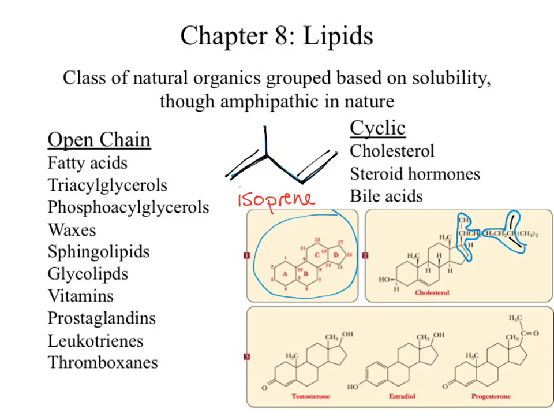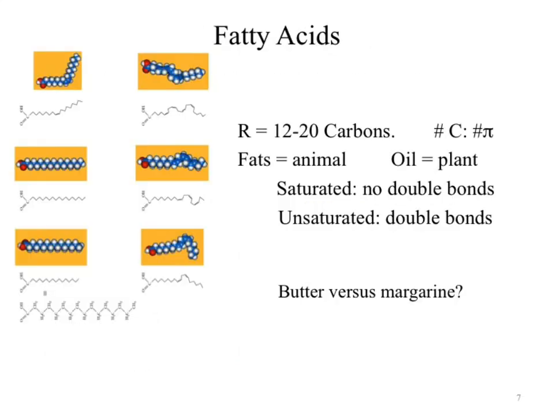The open chains are a little bit more interesting just because we have a lot more of them, and so we can look at their structures. We'll start with the standard for our open chains, which are our fatty acids. Our fatty acid structure has a carboxylic acid functional group with some R group coming off of it. For it to be a fatty acid, that R group typically falls in that 12 to 20 carbon range.